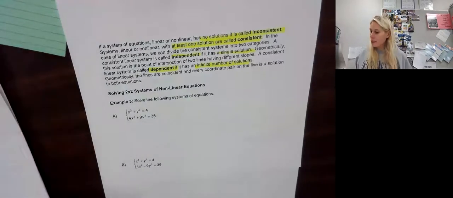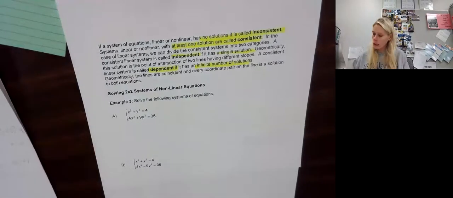All right, now let's move on to some practice with nonlinear. What happens here? Now, as you can see, the example doesn't say use elimination or substitution. But I will tell you with nonlinear, it's actually easier if you do substitution, but I'm going to do it with both, okay? I'm going to show you what that looks like.